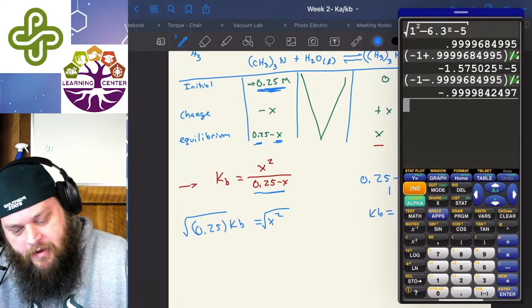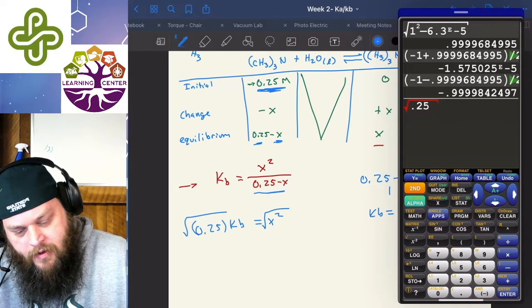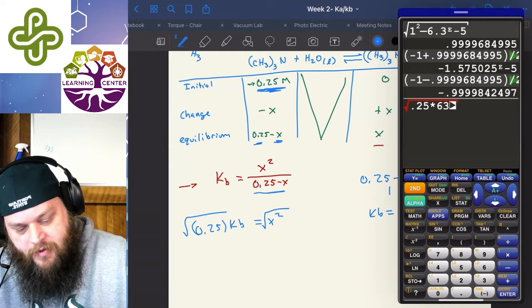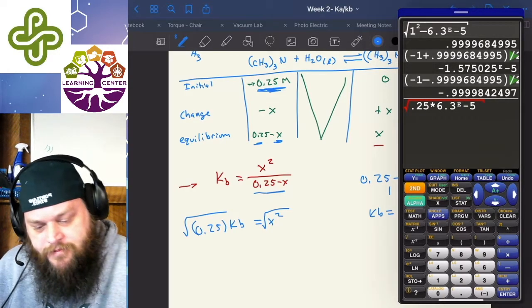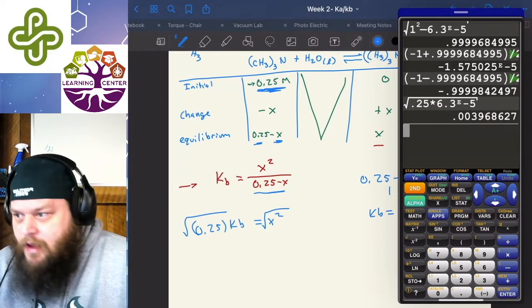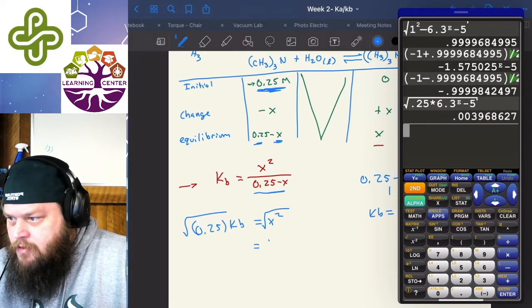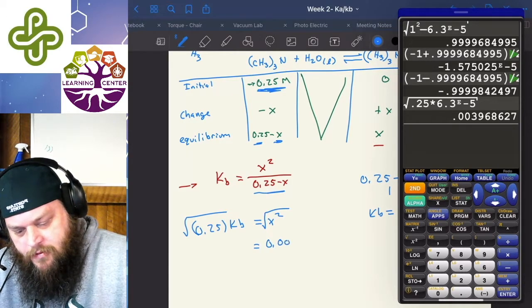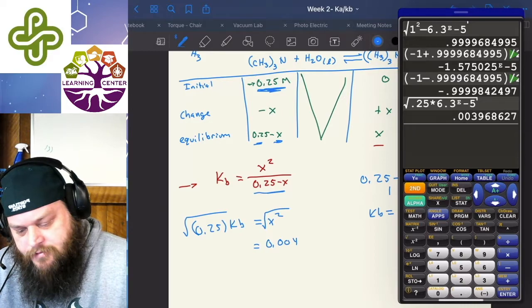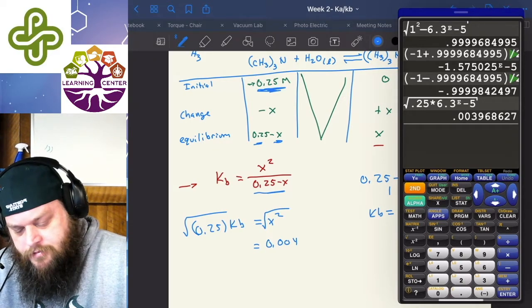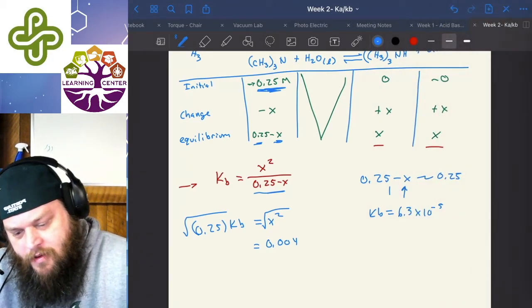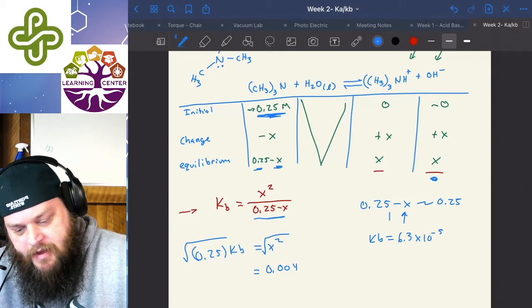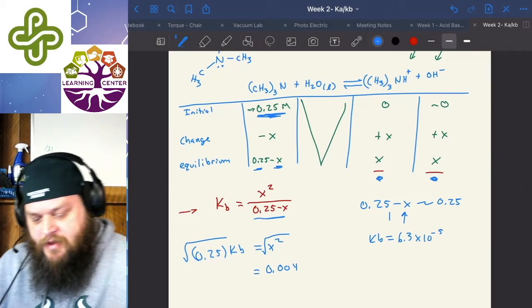So then in my calculator, I can take the square root of 0.25 times 6.3e to the -5, I said. Yeah. And that's just going to equal 0.004. Yeah. So that's going to be for the concentration of the base and the concentration of our conjugate acid in that case.